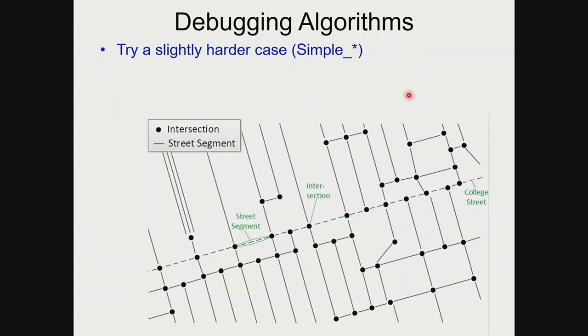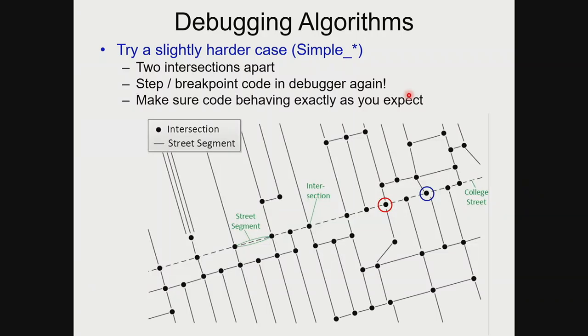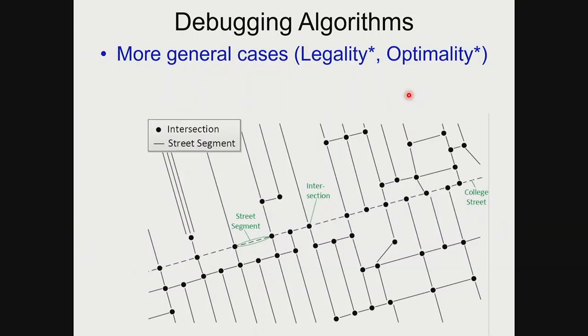Once you are sure that you are able to pass all of these simple legality ones or simple optimality ones, try a slightly harder test case and increase the distance between the intersections you're trying to find the path from. For example, go to 2 intersections apart, and again, use the debugger if they are not working. Make sure your code is behaving exactly as it should. Then you jump to the more general cases where the intersections can be anywhere in the city. Here it is going to be a little bit harder to debug, but knowing that your 2 intersection legality checks work fine, it should be easier for you.